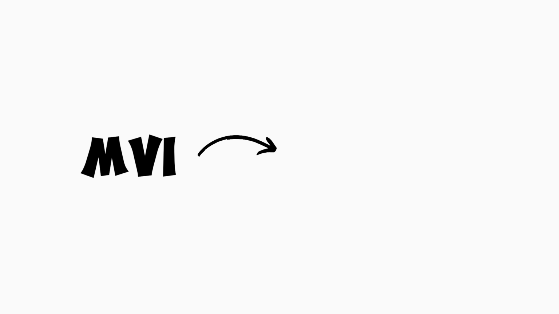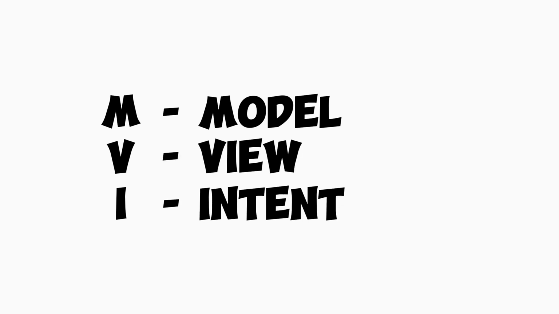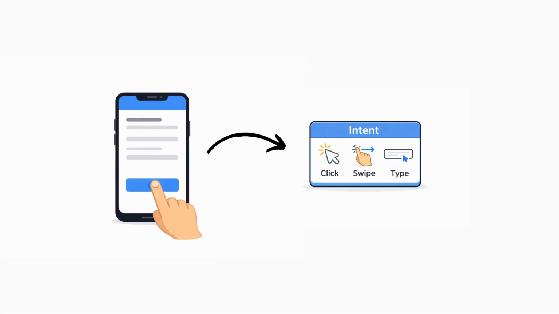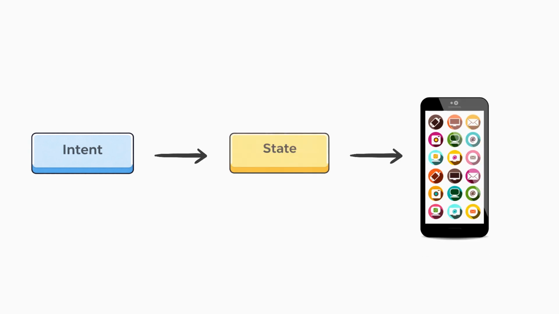MVI. MVI is like an assembly line. Everything moves in one direction. MVI stands for Model, View, Intent. Every user action becomes an intent. That intent is processed, a new state is created, and the view renders that state.